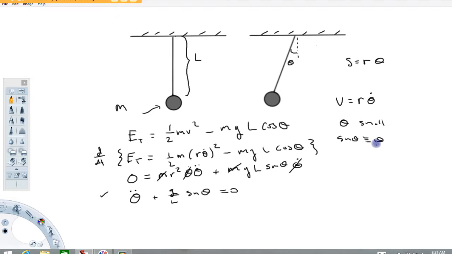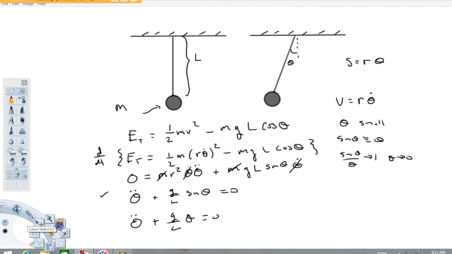If you think back to calculus, one of the famous limits you should have studied was the limit as theta goes to 0 of sine theta over theta, and that goes to 1 as theta goes to 0. So I'm going to approximate this to theta, and this is now going to read theta double dot plus G over L times theta equals 0. Now what we have is something that's very easily solved. I'm going to take a moment and get rid of stuff that I don't need anymore.